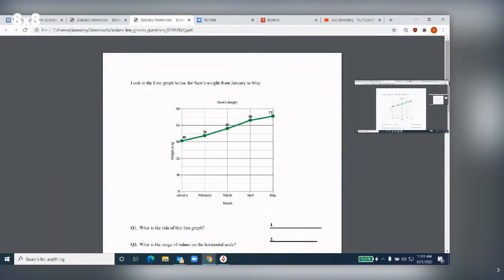And then, we would usually use pounds, but maybe this graph came from someone that uses the metric system. Then at the bottom, you're going to see his weight from January to May, just like the title said. So this one's really looking at Sam's weight over a period from January to May. So question 1, what is the title of this line graph? And that would just be Sam's weight from January to May.